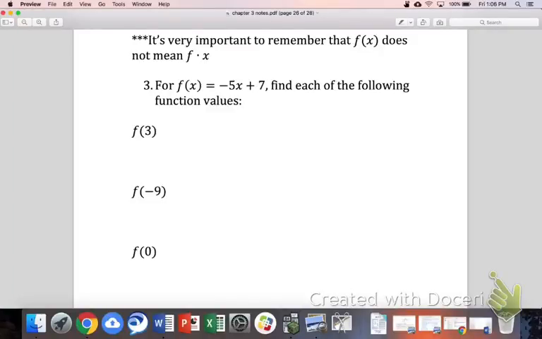Today. Yesterday we looked at f of 3. And so what I thought I'd do is I would do f of negative 9 here with you guys, and then have you guys try f of 0. Let's remind ourselves of a couple of things here.